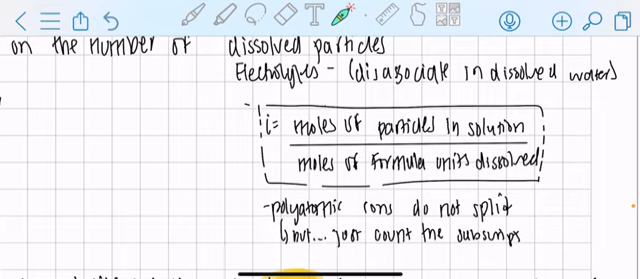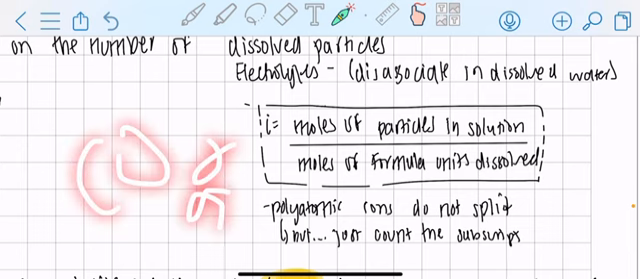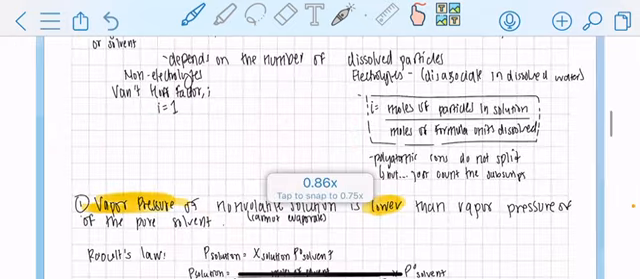And it's important to remember, again, that polyatomic ions do not split in water. For other things, you can just count the subscript. For instance, if it's CO2, we know that it would be 2 oxygens and 1 carbon. So 3 would be the Van 't Hoff factor.